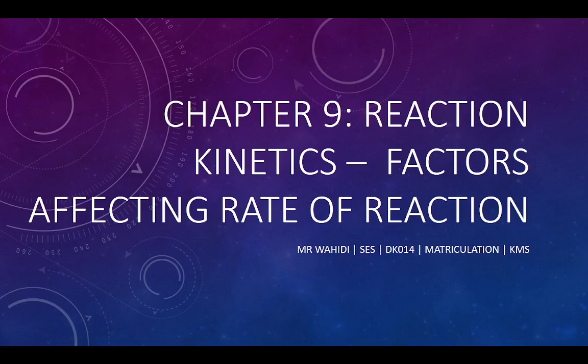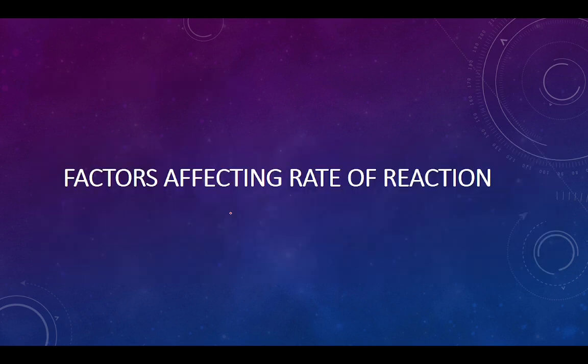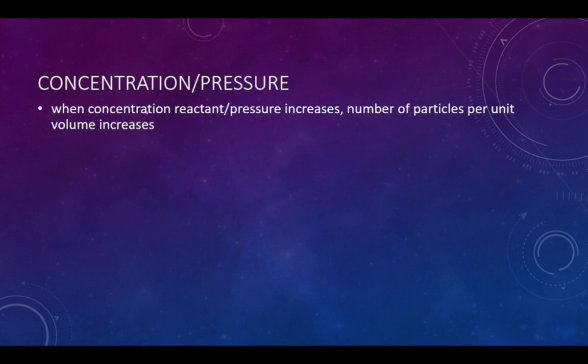We are going to proceed to chapter 9, which is reaction kinetics. Okay, factors that affect the reaction rate are concentration or pressure, temperature, particle size, and catalyst. We are going to cover all of this. So what are the factors affecting the rate of reaction? Concentration or pressure, what happens? When concentration or pressure increases, the number of particles per unit volume increases.